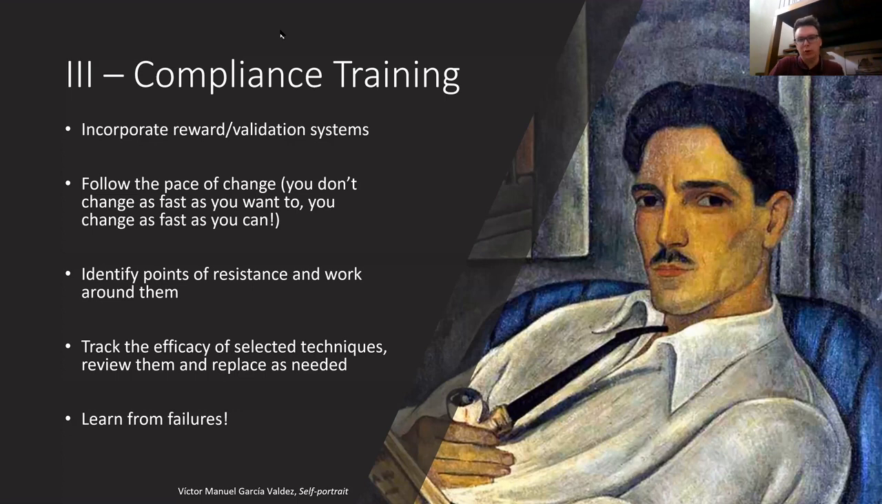So what do you do then? You've selected your techniques, you've become aware of your behavior sufficiently. So now you do something that's called compliance training. Compliance training is essentially everything you have to do to make sure that you stick to the techniques that you've chosen. The first and basic thing to do is to incorporate certain reward and validation systems. Again, I would like to refer you back to the webinar Habit Formation, because I go into details there about why rewards are important and how to use rewards.